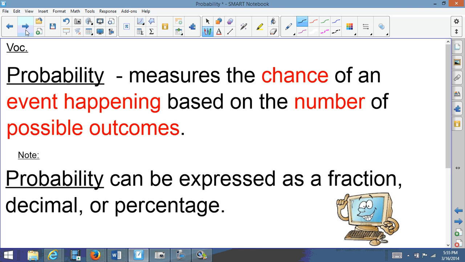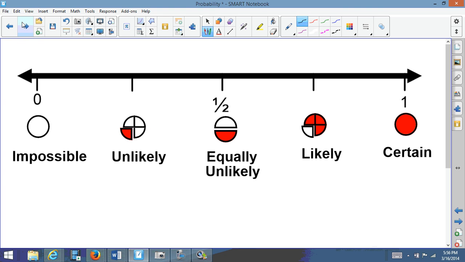Probability measures the chances of an event happening based on the number of possible outcomes. Please note, probability can be expressed as a fraction, a decimal, or even a percentage. Probability ranges from the improbable, zero, impossible, all the way to certainty.